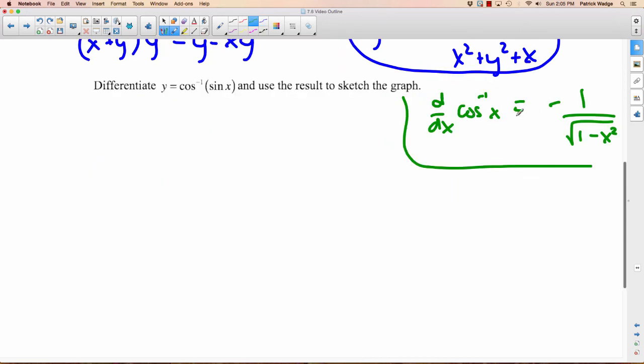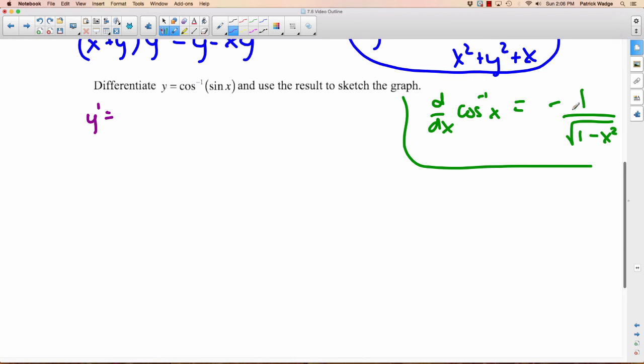Okay, here's the derivative we're going to need in this question. Differentiate y equals inverse cos of sine x and use the result to sketch the graph. So here's our argument. This is one of these weird ones where you have a trigonometric ratio with a trigonometric ratio as an argument. But we just follow the same rules as before. So the outer function here, we're going to find y prime, and our outer function is inverse cos. And this is our derivative right here.